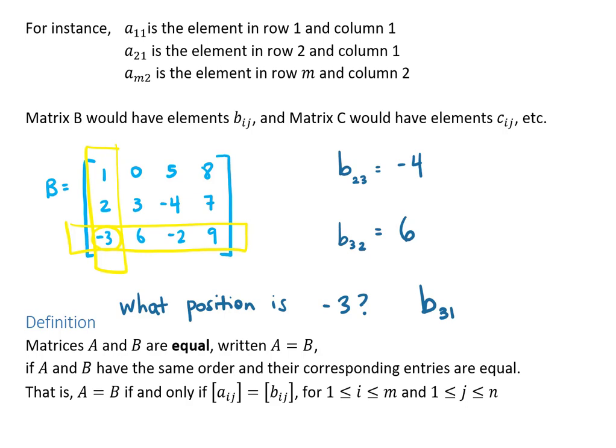Now that we understand how the naming of the elements goes, we see this definition at the bottom of our page. It says that matrices A and B are equal, written A = B, if they have the same order, or rather if their dimensions are the same, and their corresponding entries are equal, meaning that each element in the same spot is going to be equal to each other. That is, matrix A is equal to matrix B if and only if each element a_ij is equal to each element b_ij for all i and j that are applicable for each matrix.